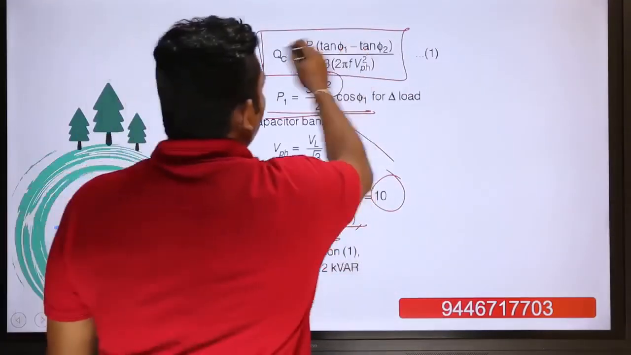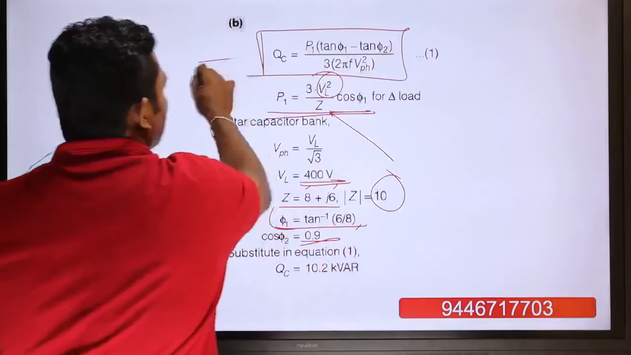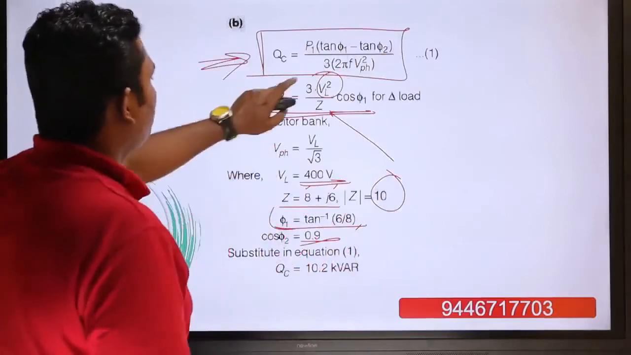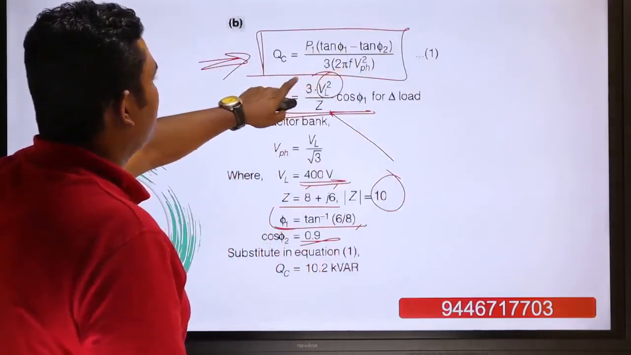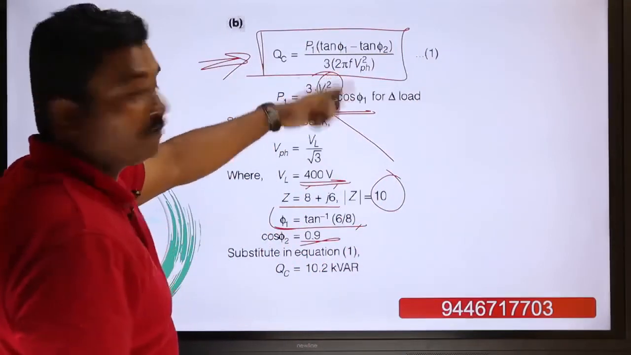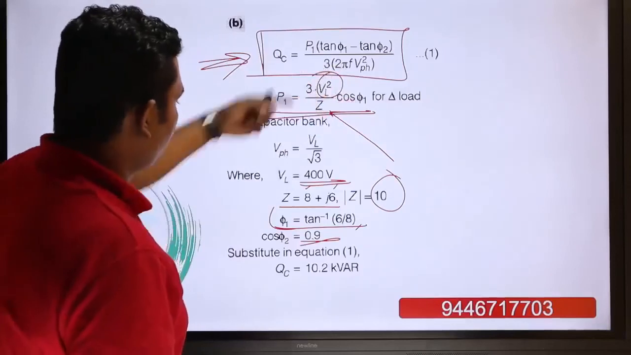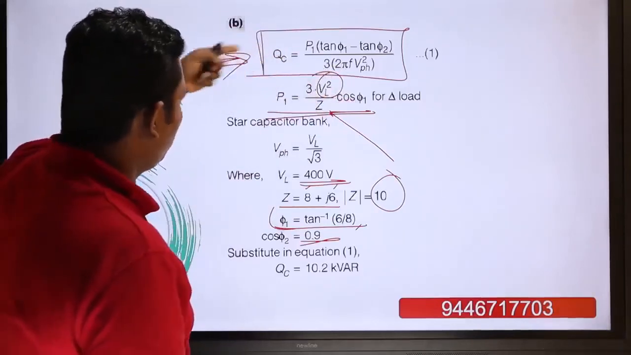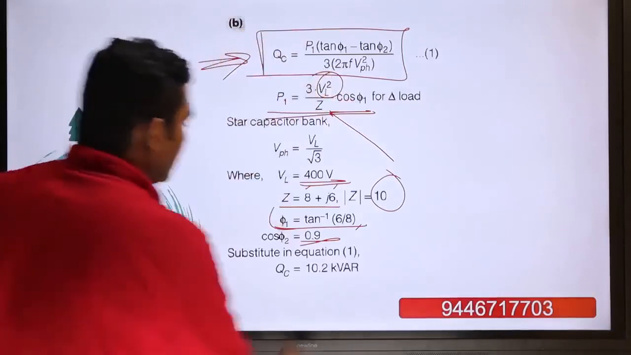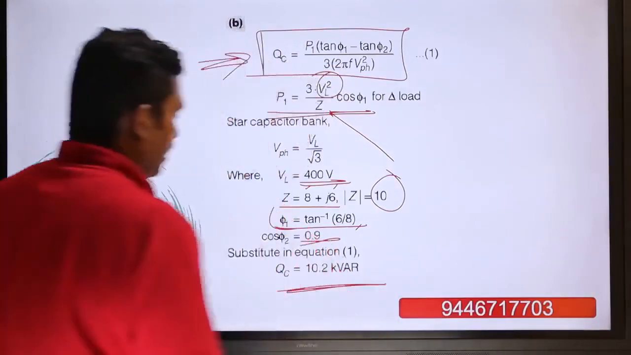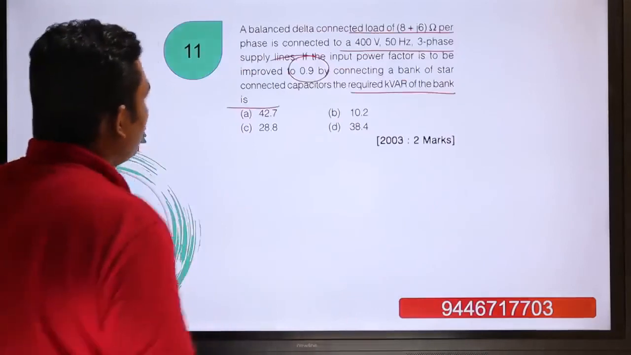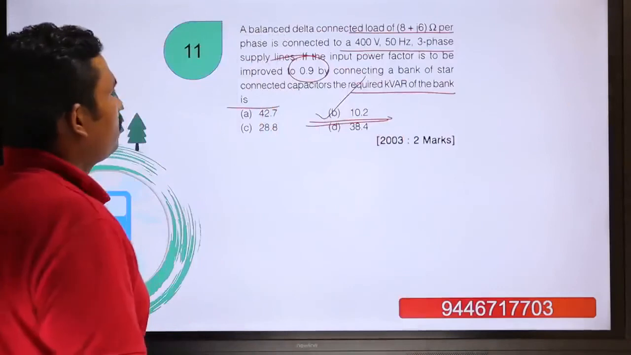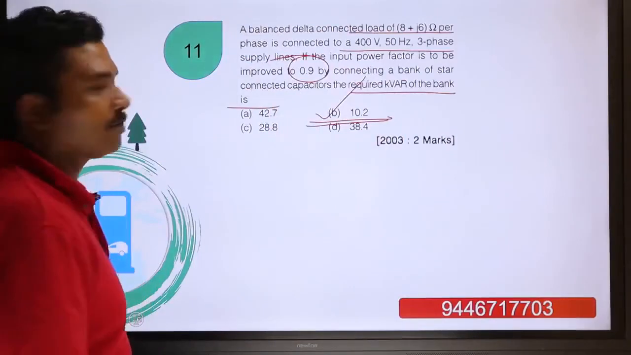So directly we will be able to substitute all these values into this expression of QC, because QC is equal to P1 into tan phi1 minus tan phi2 the whole divided by 3 into 2 pi f V phase square. So substituting tan phi1, tan phi2, P1 and V phase square, we will be getting the value of QC as 10.2 kVAR, which is equal to option B for question number 11. So we will go with 10.2 kVAR for question number 11.